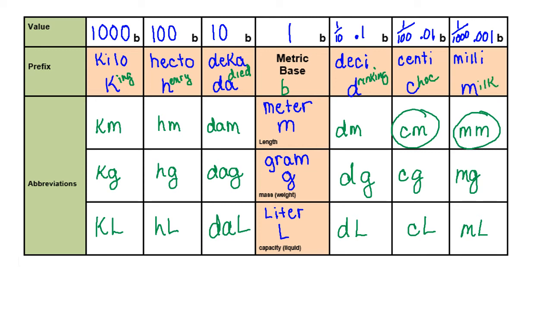It's actually kind of a very famous one. So King Henry died by drinking chocolate milk.